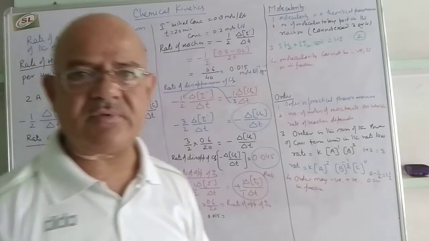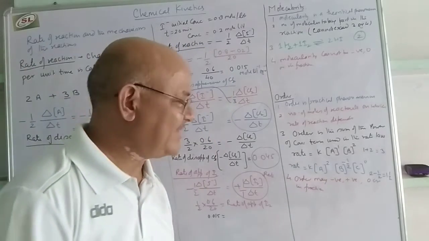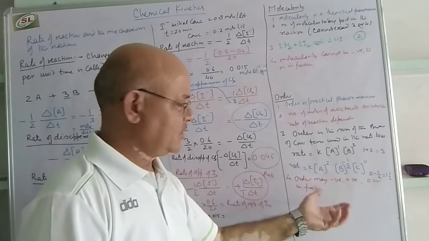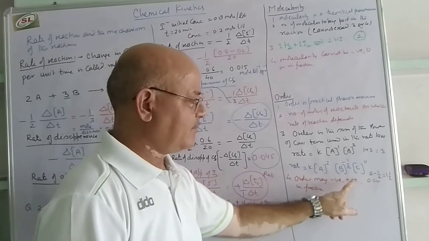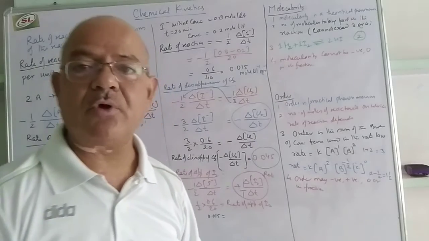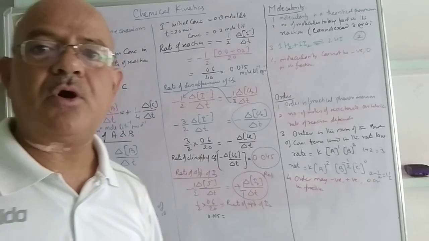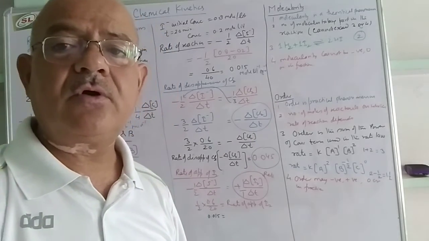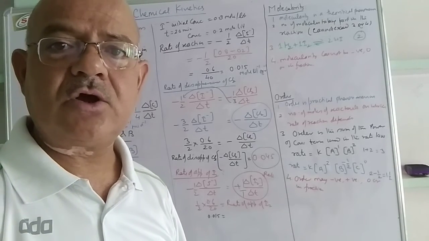Minus half shows that order may be negative. So order may be negative, positive or a fraction, while molecularity cannot. Molecularity cannot be negative, a fraction, or 0.